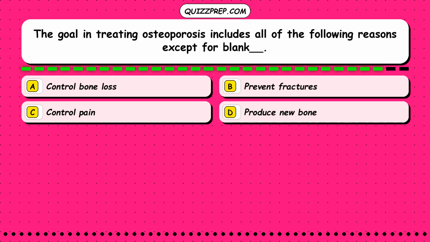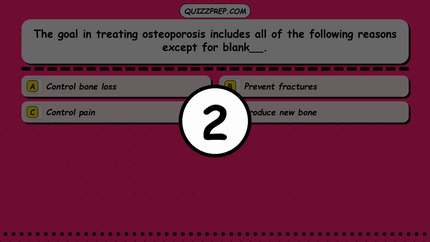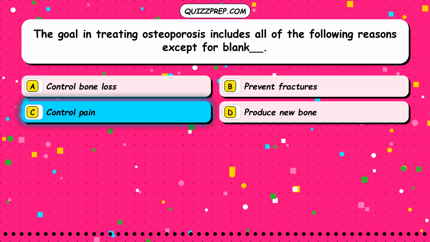Question 157. The goals in treating osteoporosis include all of the following except for blank. Option A, control bone loss. Option B, prevent fractures. Option C, control pain. Option D, produce new bone. The correct answer is option C, control pain.